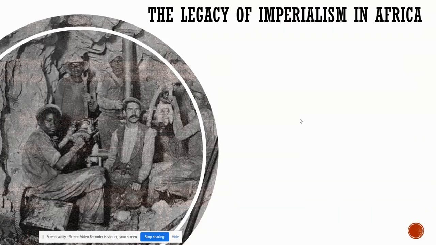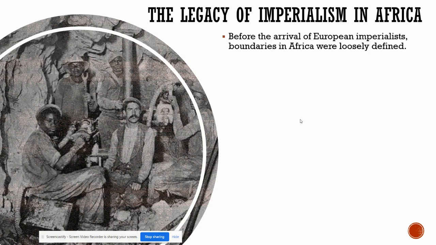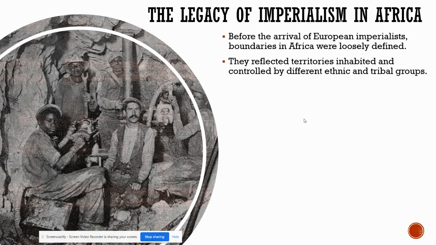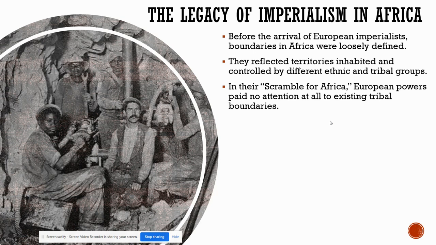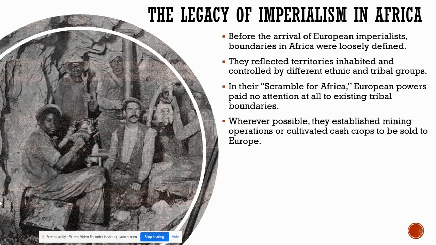So the legacy of imperialism in Africa, what happened after the Europeans got there? Before the arrival of European imperialists, boundaries in Africa were loosely defined. So they would, kind of like in the United States when we had the Plains Indians that would move from different places, different seasons. That's kind of how it was in Africa. So they reflected territories inhabited and controlled by different ethnic or tribal groups. And in their scramble for Africa, what the European powers did is they didn't pay any attention to any of these boundaries. So, whenever possible, they established mining operations or they cultivated cash crops to be sold to Europe.